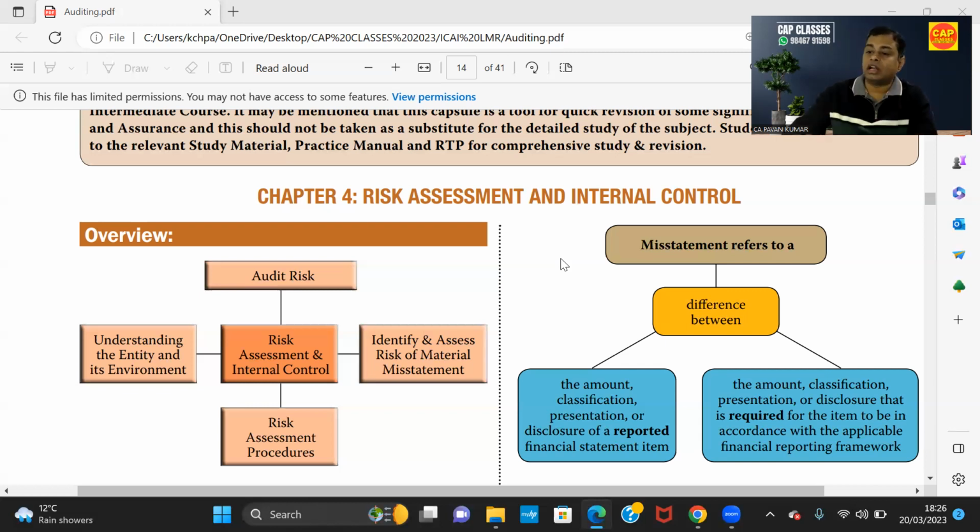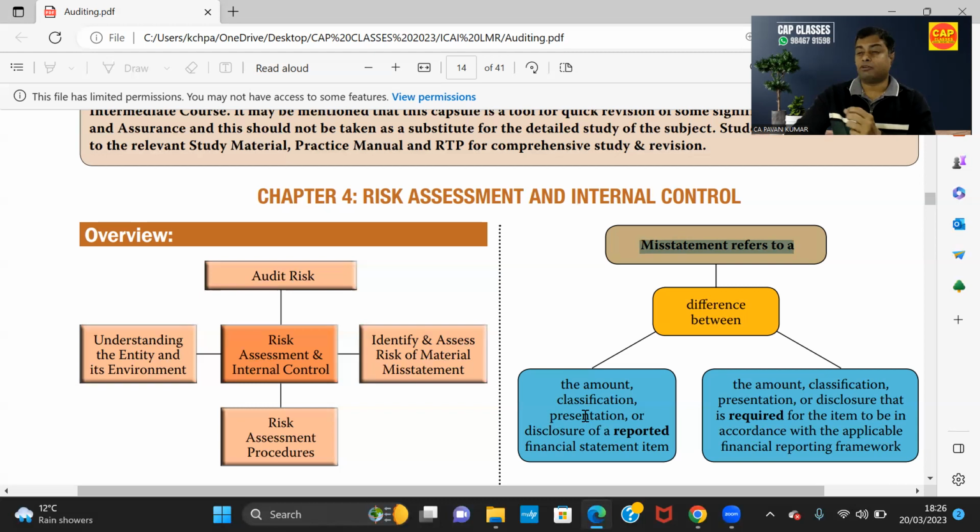It is a simple concept. Misstatement refers to a difference between two things. There is A, there is B, and there is a difference between A and B. Now, what is A? The amount, classification, presentation, disclosure.